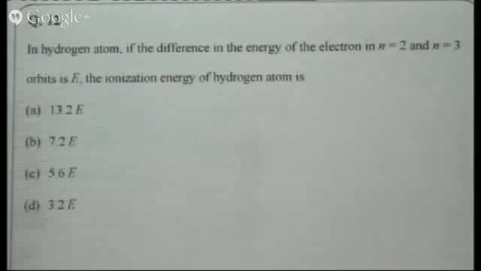In hydrogen atom, if the difference in the energy of the electron in n equals 2 and n equals 3 orbits is E, what is the ionization energy of the hydrogen atom? Solve it.